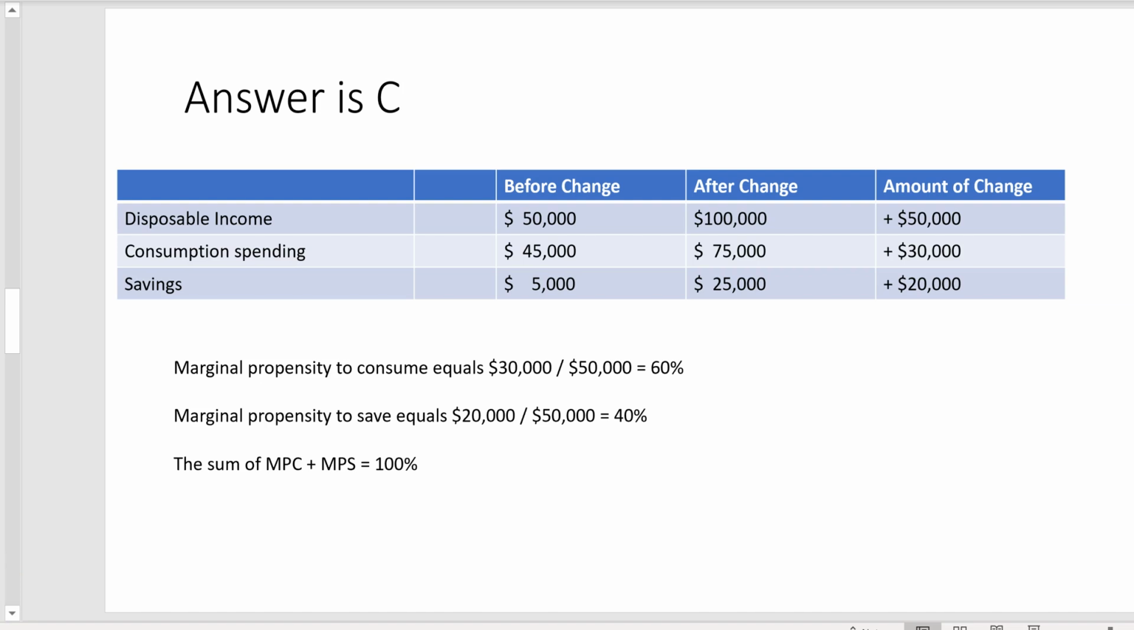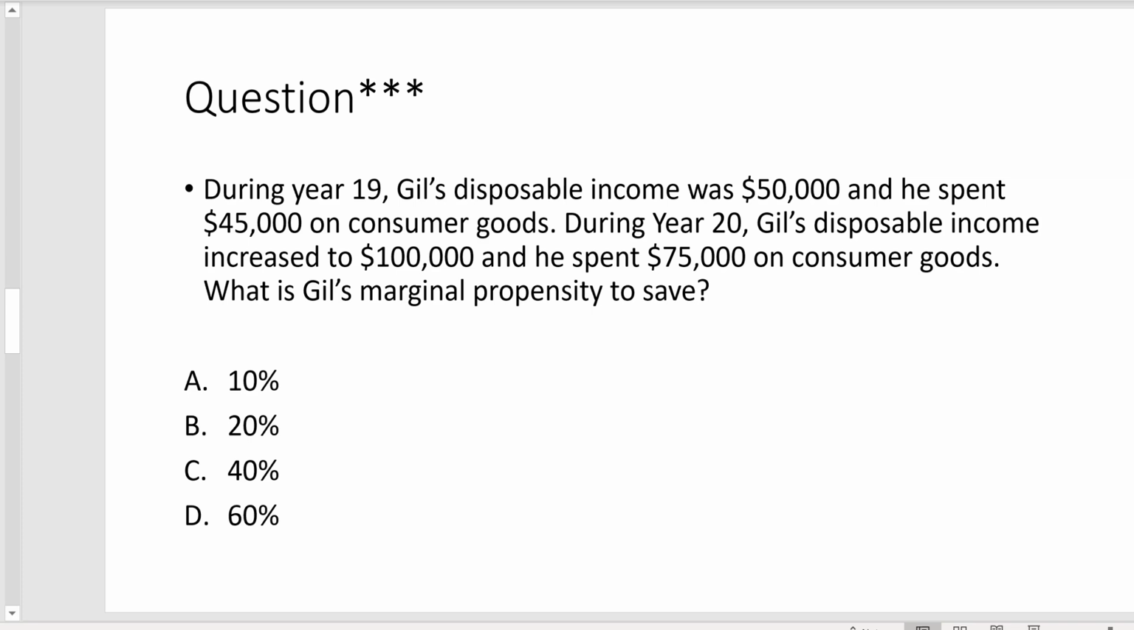And you can see that disposable income is up by $50,000 and consumption spending increased by $30,000 and savings went up by $20,000. So they want marginal propensity to save this time. So you would do the change in savings, $20,000, divided by the change in disposable income of $50,000, and that's 40%. 40% would be your marginal propensity to save, and that's letter C.